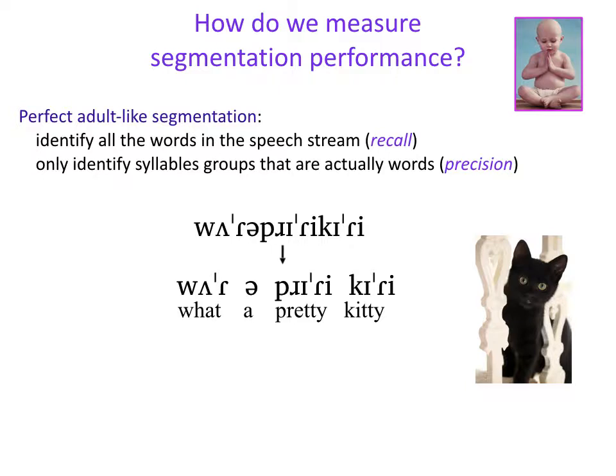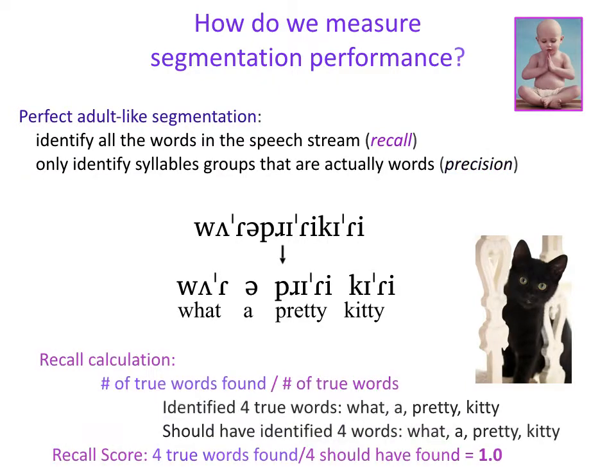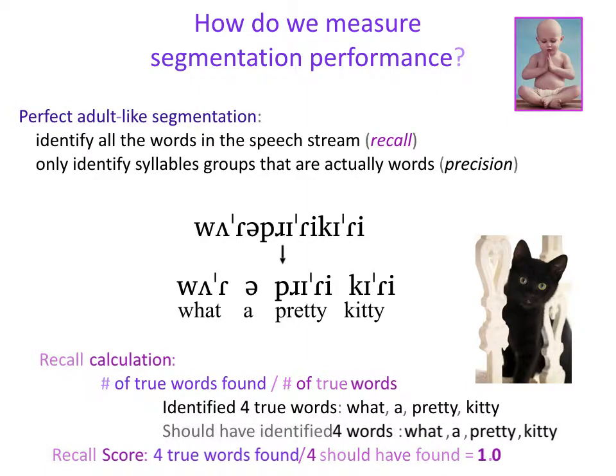So let me show you an example of this with this speech stream, which is "what a pretty kitty," which is glommed up here in IPA and spread out here with an English gloss underneath to show what the perfect adult-like segmentation would look like. So let's suppose you segment it like that. The recall calculation says: the number of true words you actually found divided by the number of true words that you should have found. So you identified 4 true words here: what, pretty, and kitty. And you should have identified 4 words, in fact, those 4. So your recall is perfect. It's 4 true words out of 4 that you should have found, for a recall score of 1.